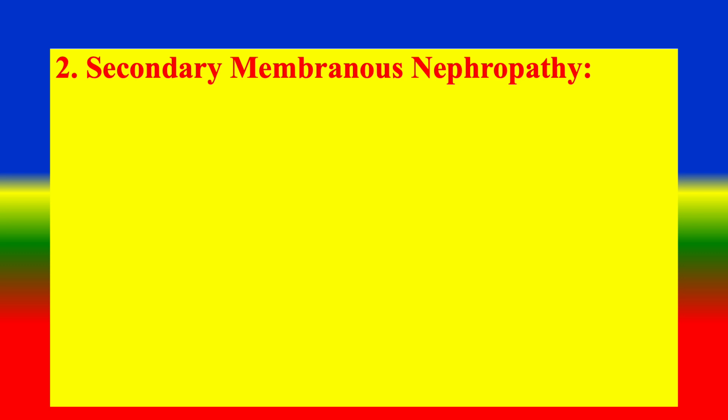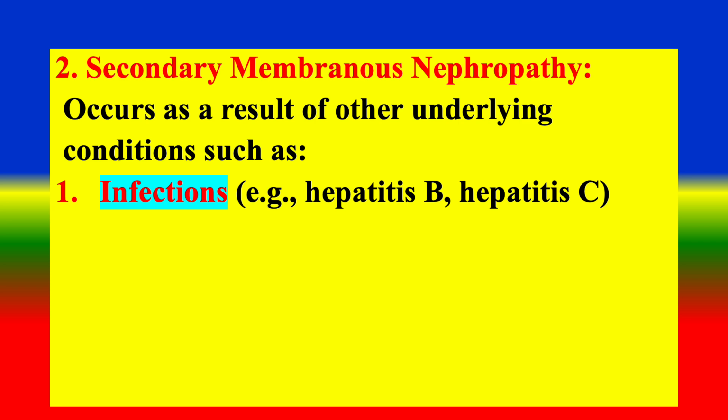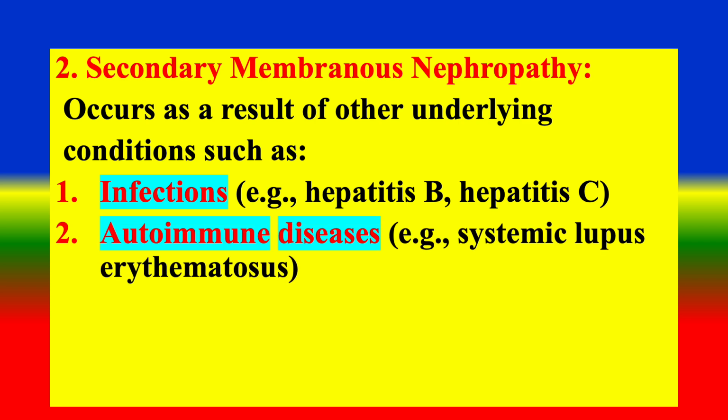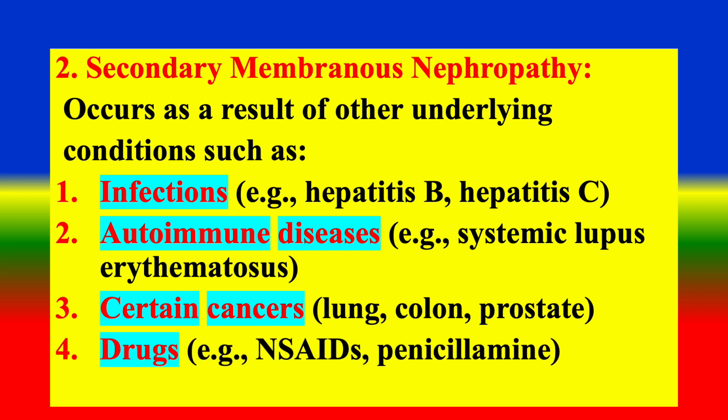2. Secondary membranous nephropathy occurs as a result of other underlying conditions such as: 1. Infections, for example hepatitis B, hepatitis C. 2. Autoimmune diseases, for example systemic lupus erythematosus. 3. Certain cancers: lung, colon, prostate. 4. Drugs, for example NSAIDs, penicillamine.